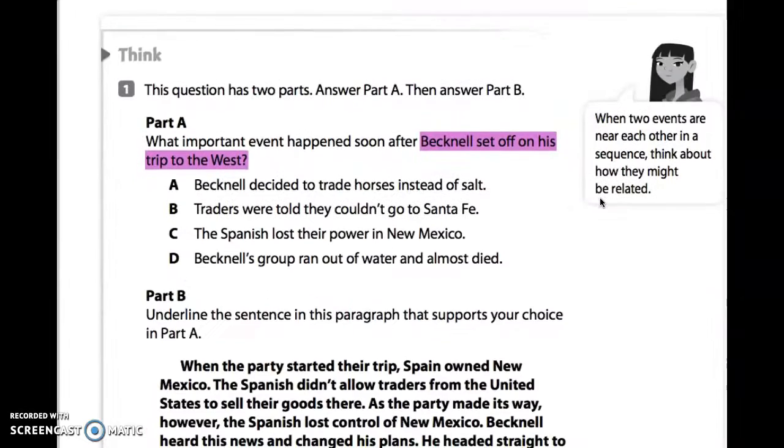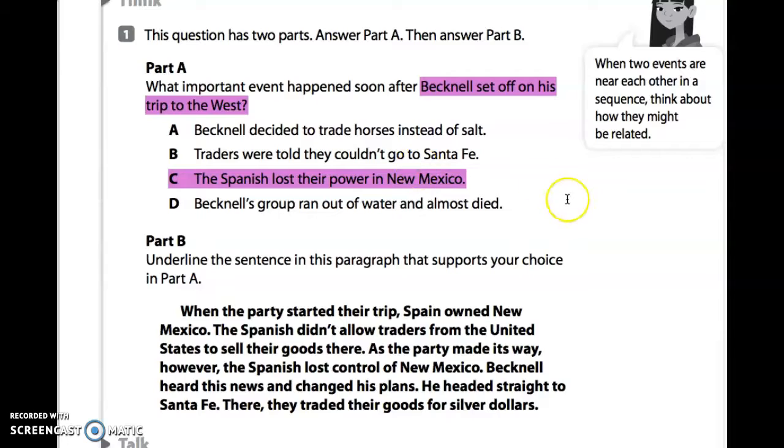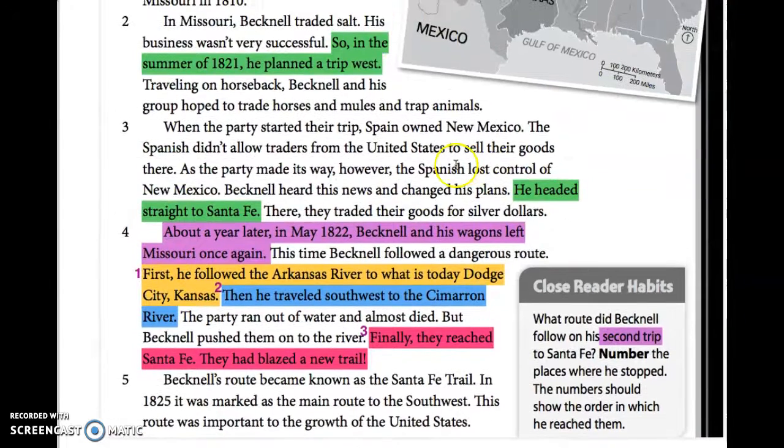All right, so the best choice that you should have picked here, what kind of happened soon after he set off? This is very important. The Spanish lost their power in New Mexico, right? Because that changed the entire plan. So when the Spanish lost their power in New Mexico, which is right here, if you can see that, the Spanish lost control in New Mexico. I'll change that so you can really see that.